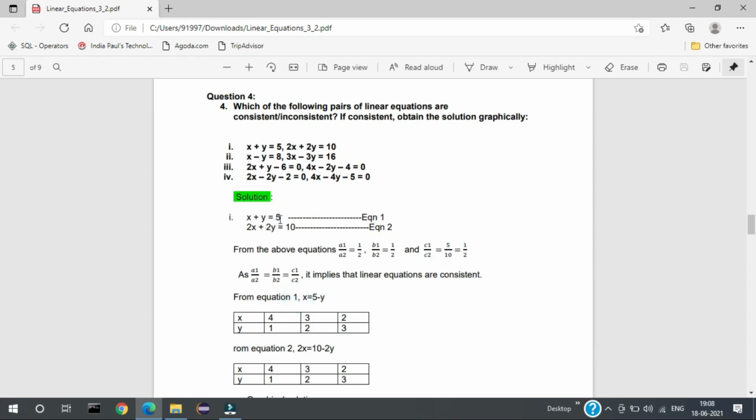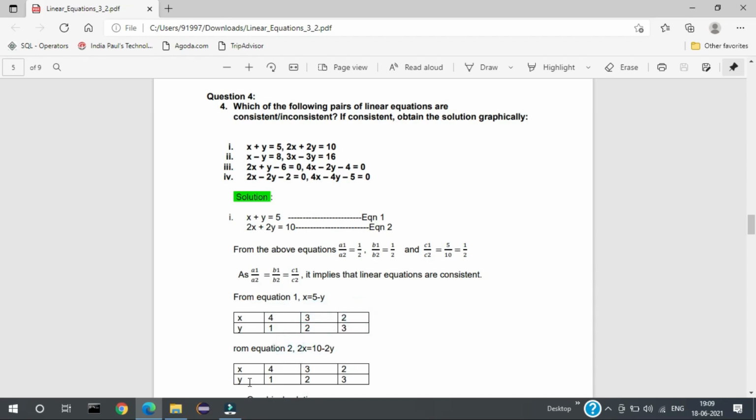From equation 1, x plus y equals 5, so x equals 5 minus y. From equation 2, 2x equals 10 minus 2y. For the first equation, if y equals 1, x will be 4; y equals 2, x will be 3; and y equals 3, x will be 2.